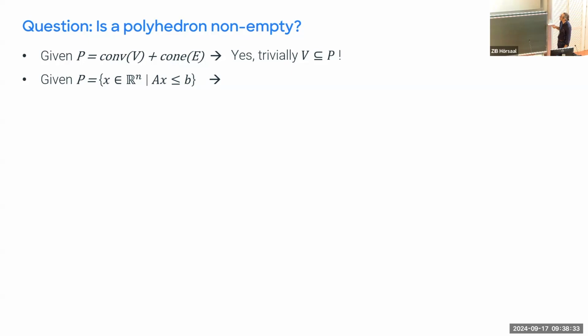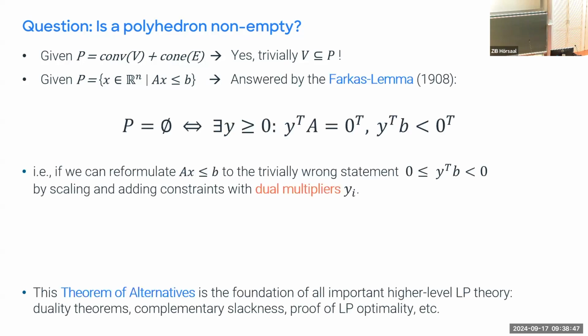Okay, but if I've been given it as an inequality system, and this is what I usually have after modeling, then this is actually not trivial, right? So we can't actually tell. It could be either way. How do we answer this? In theory, this question is answered by the Farkas lemma.